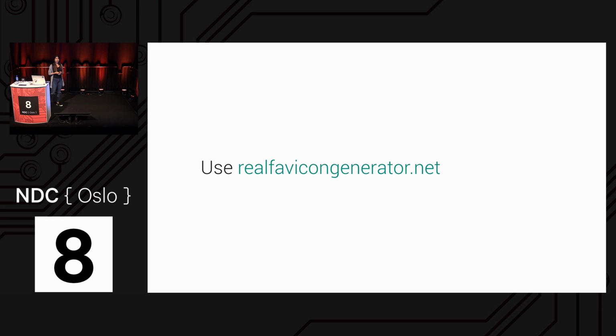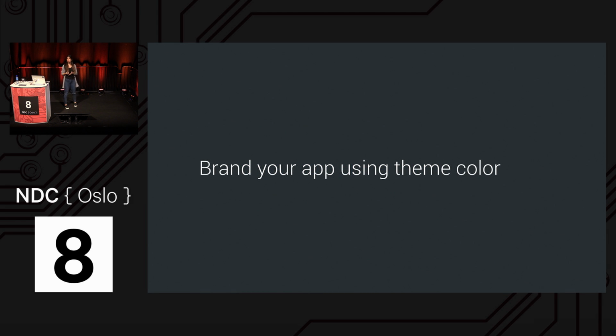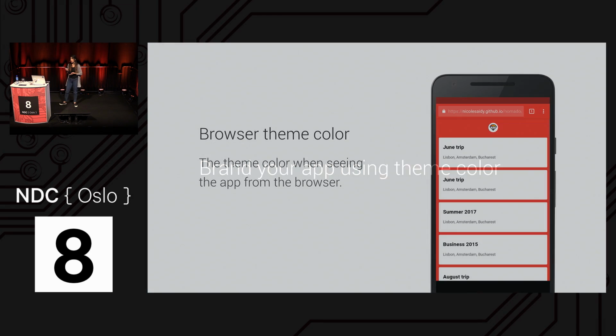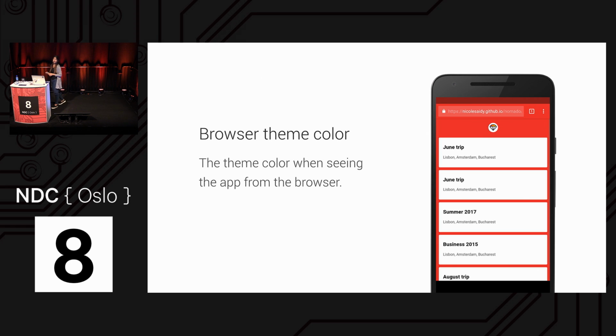Another way to brand our app is to use the theme color. The theme color gives the brand and uniqueness to our PWA, and it's what makes it more like a native app. There are two types of theme colors. The first one is the browser theme color. This is the theme color that you see when you open it from a browser. You could use the primary or accent color, whatever color works with your app.